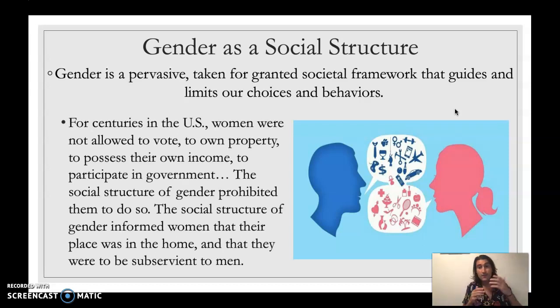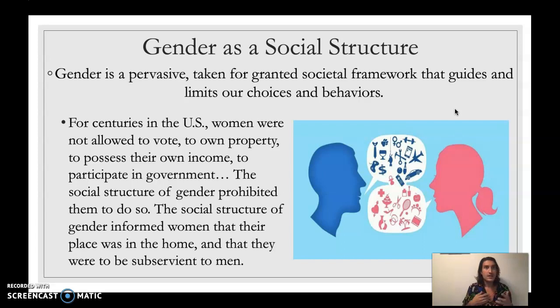Okay, so for centuries in the United States, women were not allowed to vote. They weren't allowed to own property. They weren't allowed to possess their own income. They weren't allowed to participate in government. And this was all because the social structure of gender in the United States prohibited them from doing so. The social structure of gender informed women that their place was in the home and that they were to be subservient to men. That was the expectation for women within the social structure of gender for the first several hundred years that the United States existed as an independent nation.